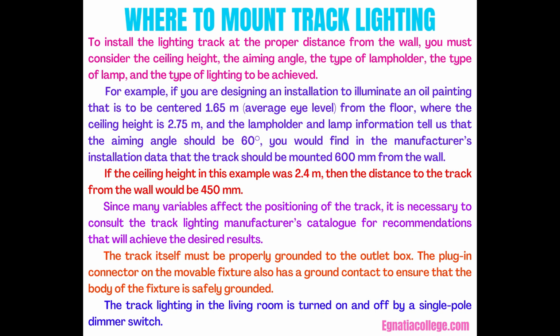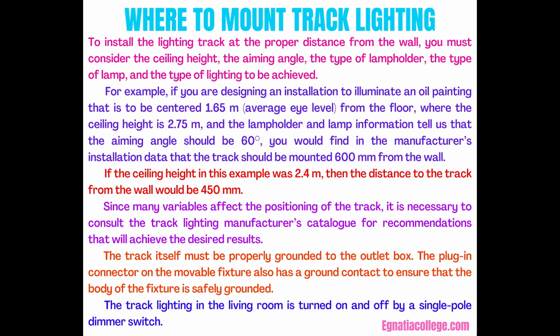And the lamp holder and lamp information tell us that the aiming angle should be 60 degrees. You would find in the manufacturer's installation data that the track should be mounted 600 millimeters from the wall. If the ceiling height in this example was 2.4 meters, then the distance to the track from the wall would be 450 mm. Since many variables affect the positioning of the track, it is necessary to consult the track lighting manufacturer's catalog for recommendations that will achieve the desired results.